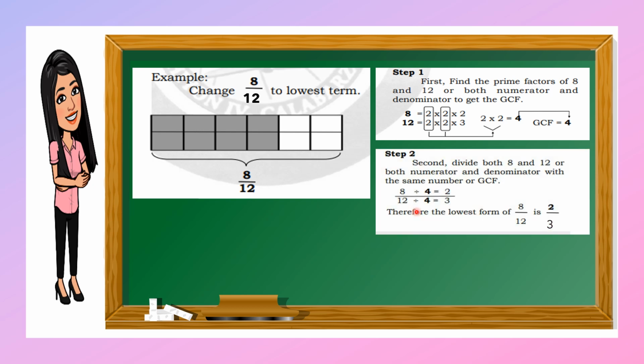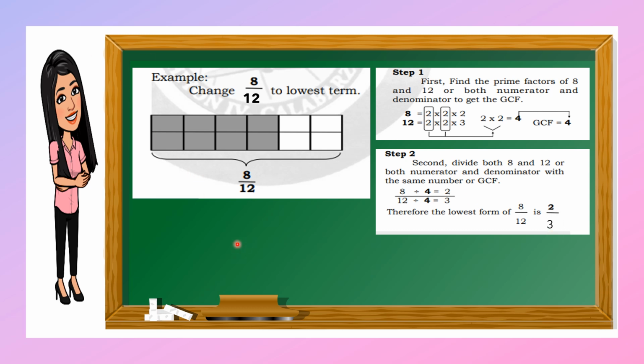The second step is to divide both 8 and 12, or both numerator and denominator, with the same number or GCF. So, kung ang GCF na nakuha natin ay 4, i-divide natin ang numerator and denominator kay 4. So, we have 8 divided by 4 equals 2, 12 divided by 4 equals 3. Therefore, the lowest form of 8/12 is 2/3.